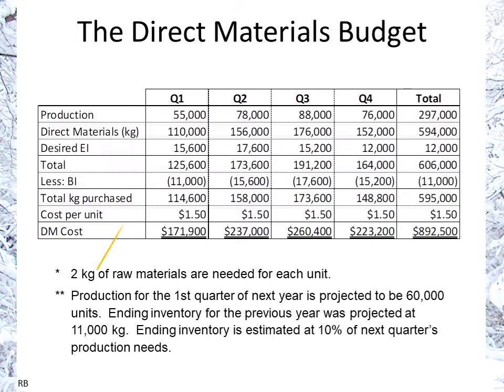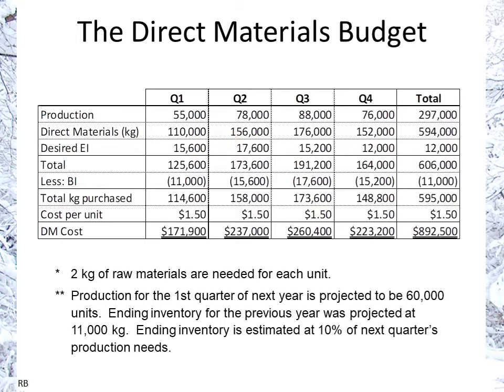Now, we're using the assumption that 2 kilograms of raw material are needed for each unit. So then we have the 110,000 for the 55,000 units that are being produced. We have 11,000 kilograms as our ending inventory, the projected ending inventory for Q1. 10% is the needs for the next quarter. So we want to have an ending inventory which is 10% of the direct material needs for the next quarter.